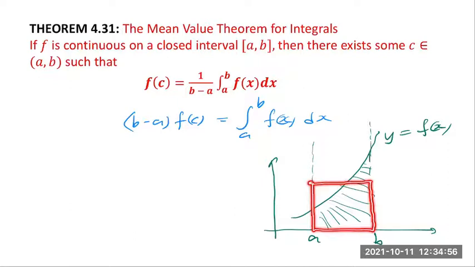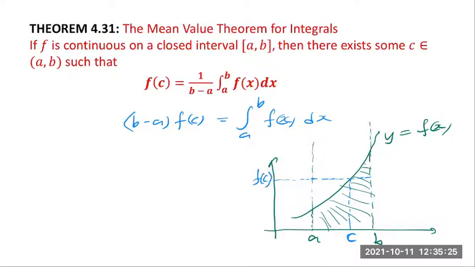Now, if I can find such a rectangle, what I'm going to do is find this x value right here. Let me mark that here. Let's say this is the rectangle that gives the same area as the area under the curve. And then I'm going to find this particular x value. I'm going to call that x value c. If I call that x value c, this value is clearly f of c.